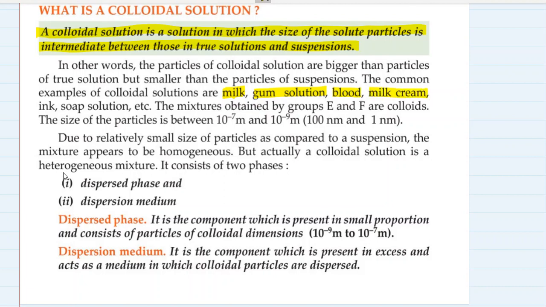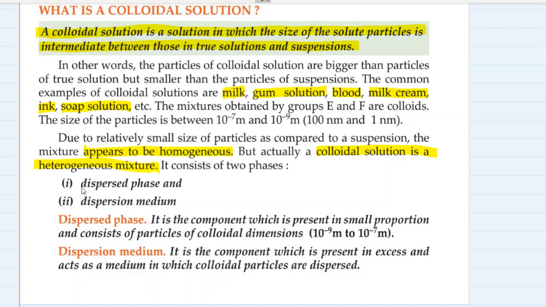Now you must be thinking milk cream is not even liquid. Yeah, but it's not necessary that colloidal solutions are always liquid. They can be jelly-like also. Ink, soap solution. These are all colloidal solutions. The mixtures obtained by the groups E and F of the activity which was done earlier are colloids. Due to the relatively small size of particles as compared to the suspension, the mixture appears to be homogeneous. Colloidal mixtures appear to be homogeneous, but actually a colloidal solution is a heterogeneous mixture.